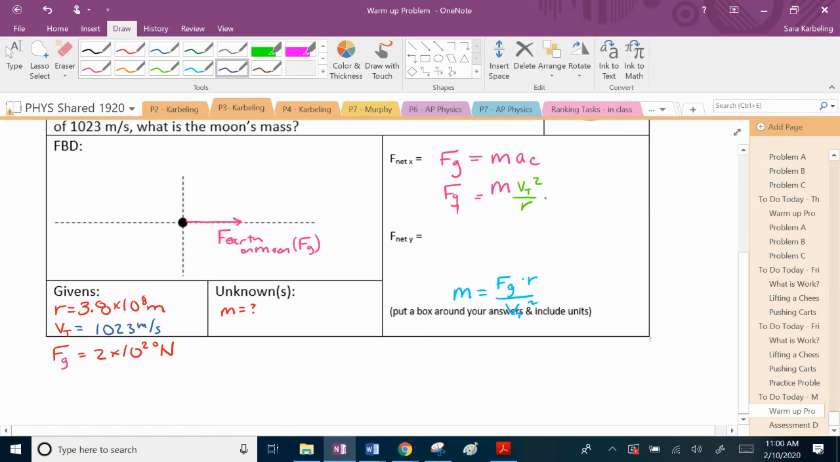So I want to get M all by itself. How do I get rid of the R? Multiply by R on both sides, right? So now I've got R times FG. And then I need to get rid of the VT squared. Right now I'm multiplying by VT squared. How do I undo multiplying, friends? And that gives me this, right?